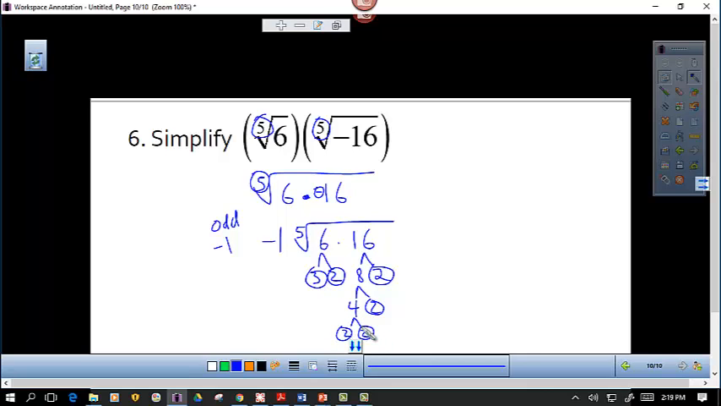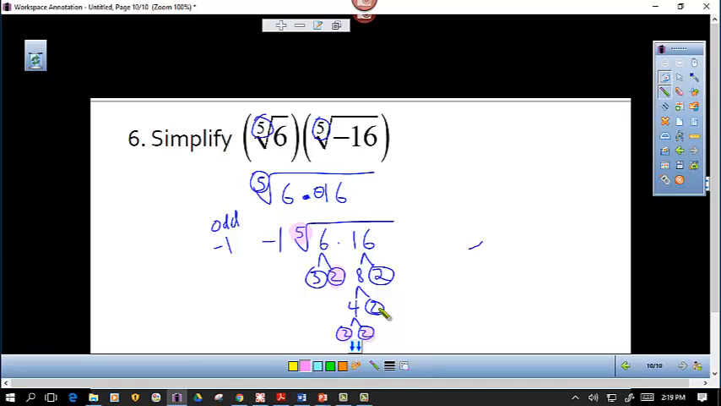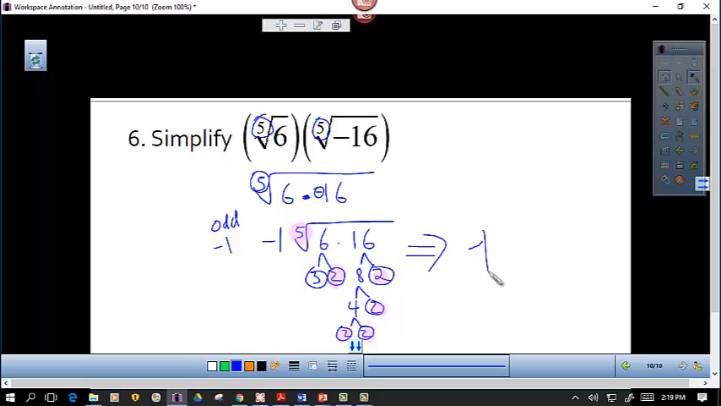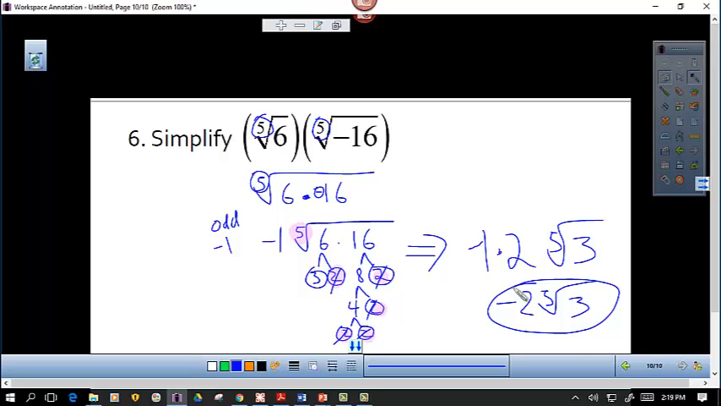And then I look for groups of 5 because of my index. So I have my group of 5 here. I have 1, 2, 3, 4, 5 2s, which means one 2 is going to be able to come out. So I have my negative 1, I'll just use that, times 2, and then I can cross these off as I go, and then I'm left with my 3 that's underneath as the radicand. So once I've taken care of all that, I simplify it into negative 2 fifth root of 3, and then I'm done.